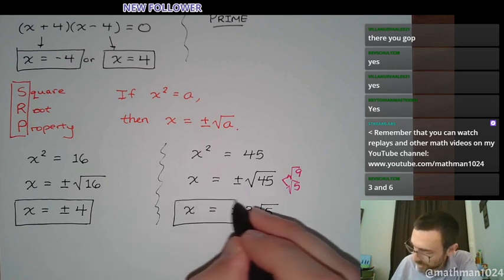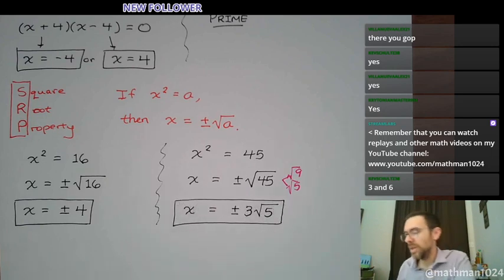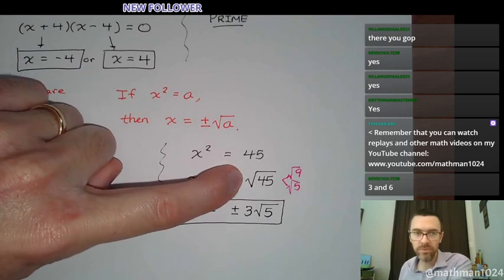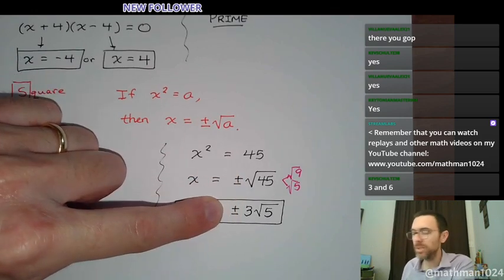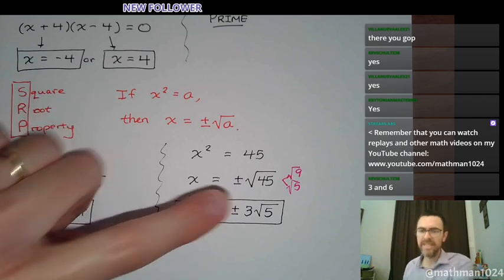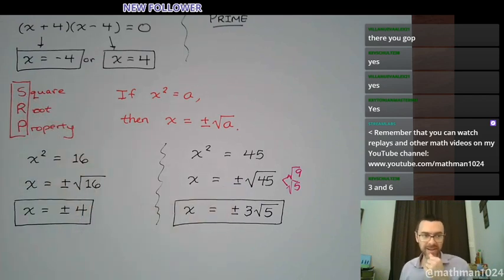Please make sure you know where that plus or minus symbol goes. The plus or minus is in front of the radical. So when I simplify the radical to get 3 square root of 5, the plus or minus is in front of that. It's not in between the 3 and the radical. It's a very, very important distinction.